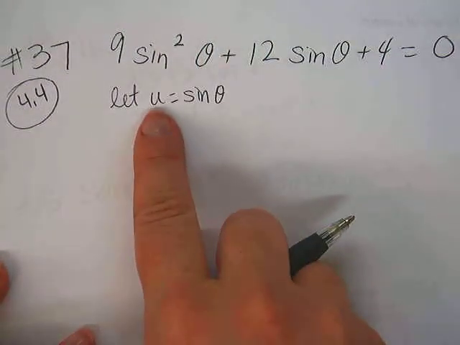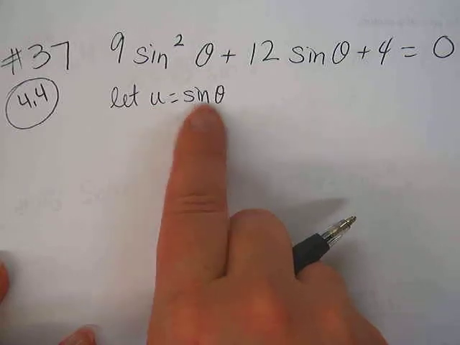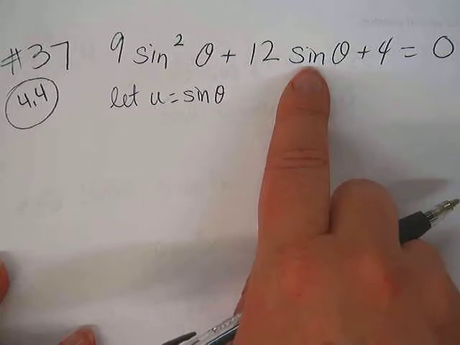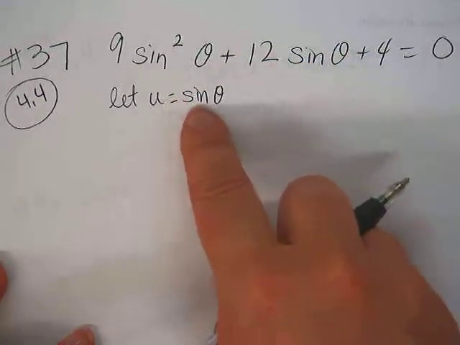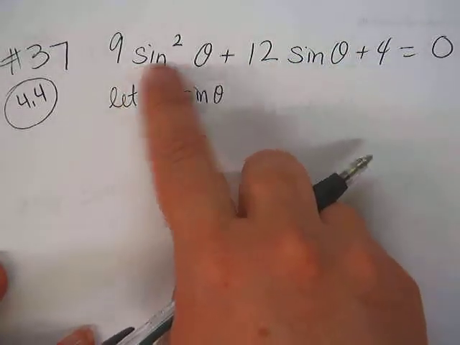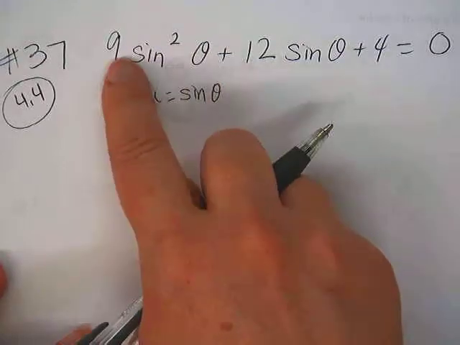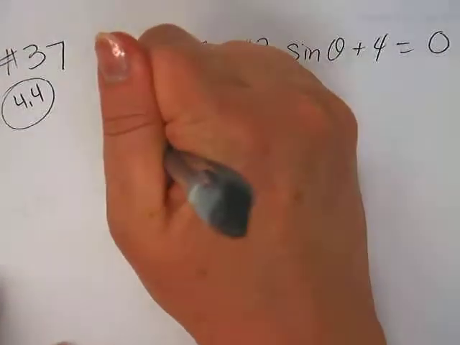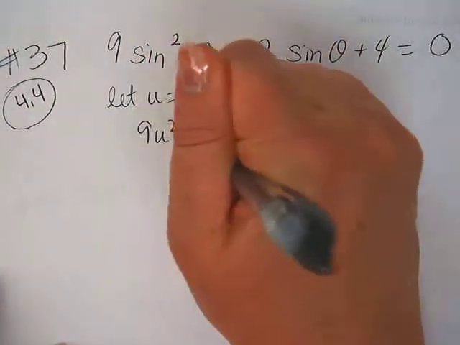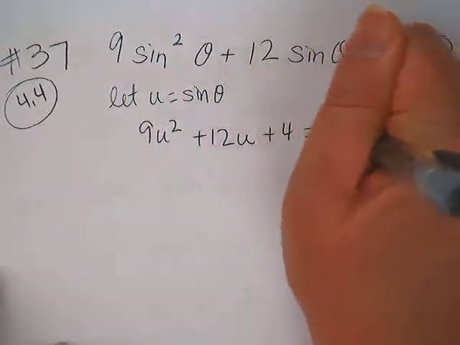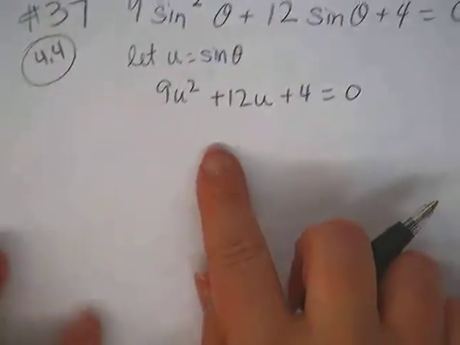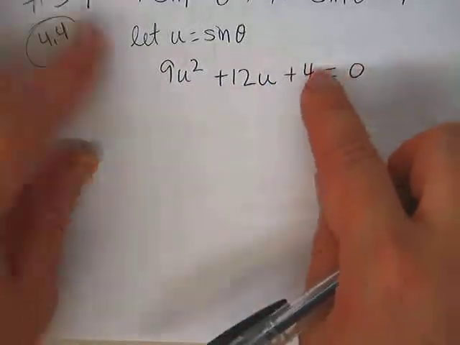So I'm going to let some other letter, some other variable like u, equal sine of theta. That way I can put just u in for sine theta and put u in here for sine squared, only it'll be u squared. So that will give me 9u squared plus 12u plus 4 equals 0. So then this gives me a problem to factor.